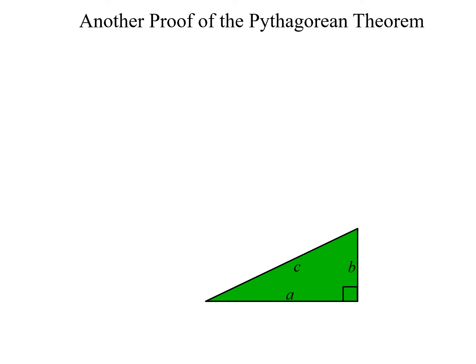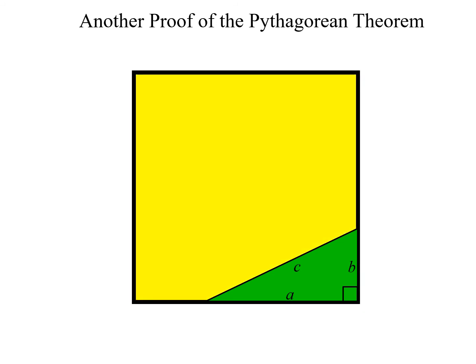Another proof of the Pythagorean theorem. I have that right triangle. I'm going to throw it inside a big square. Okay. What I'm going to do is put 3 more right triangles in there, and it's going to look familiar. It's going to look kind of like the last proof, but it's a little different. It involves less algebra, this proof. So let's put those 3 triangles in there.